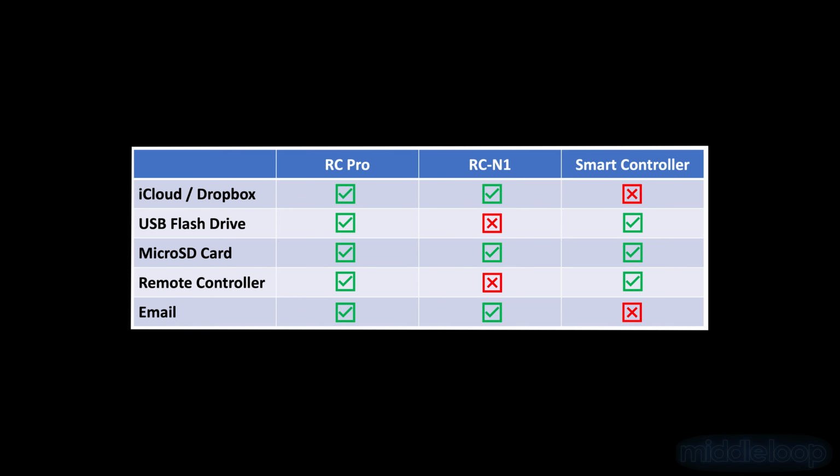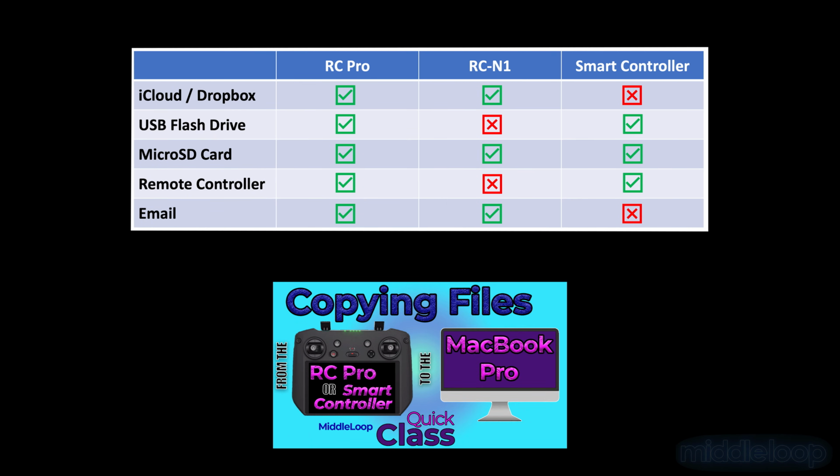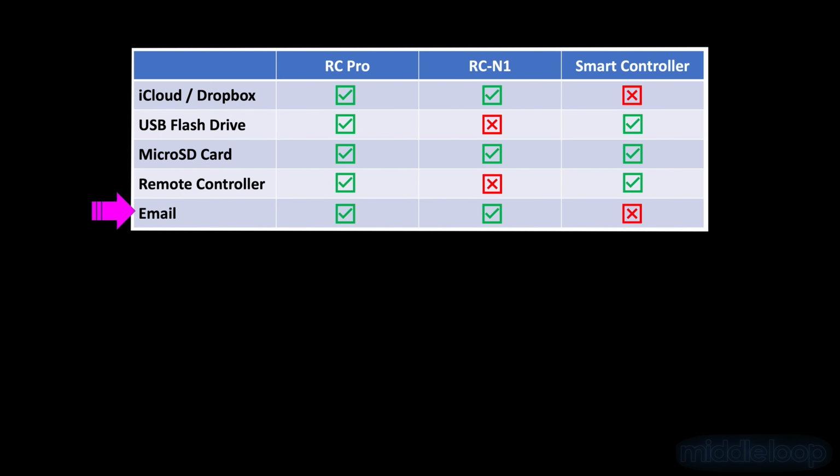If you're using a Mac, it's a little tricky. Mac and Android devices don't play well together natively, but it can be done. It just requires a third-party app. We have a video that uses the app in the opposite direction, but you might find it useful. And then, of course, you could just email the file to yourself. But in our example today, we'll be using a USB flash drive on the RC Pro.